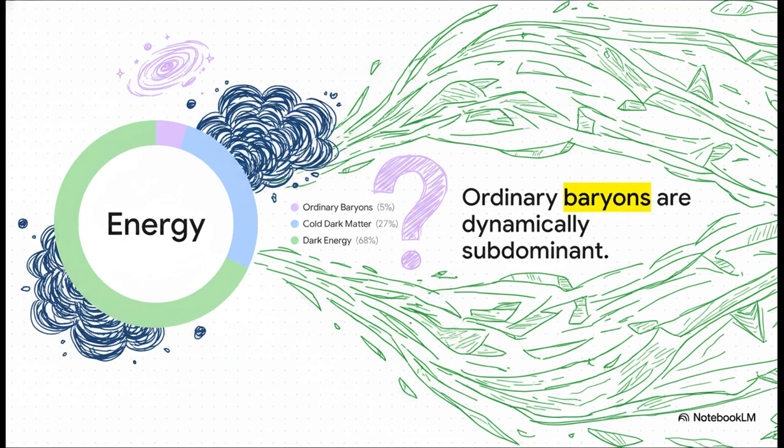The big takeaway here is that ordinary matter is dynamically subdominant. Basically, the stuff we can actually see and touch is just a tiny passenger in a universe driven by unseen forces. Most of reality is actually made up of these massive dark sectors that we don't fully understand, but we know they absolutely have to be there to make the math work.